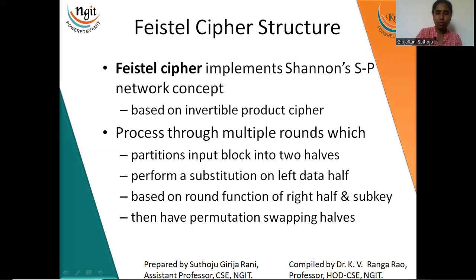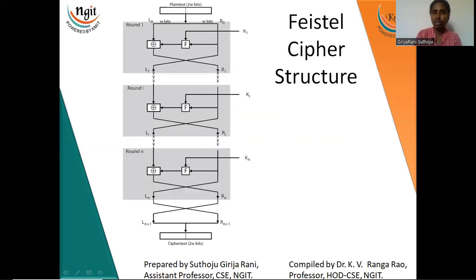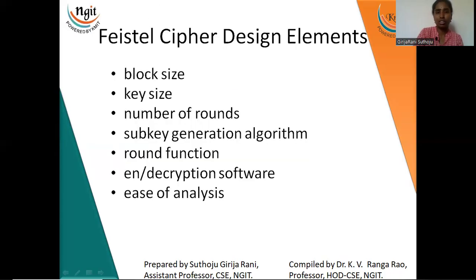Let me give you one diagrammatical representation of the Feistel structure. See, the left part is given with the round functions with the key, whereas the right part is given as the left part directly. Okay, so this is a concept we are going to repeat for n number of rounds. If I have 10 rounds, I'll be repeating for the 10 rounds, right?